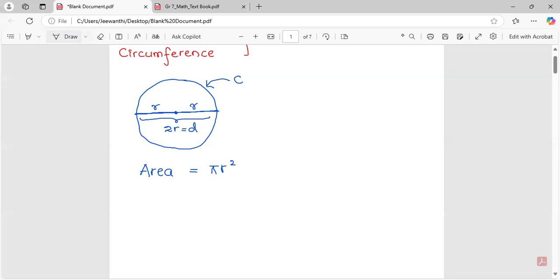And again, mathematicians have found the value of π. Sometimes they use it as 22/7, and sometimes as 3.142, and sometimes we use it as 3.14. So what is the π value you want to use? It will be given in the question.